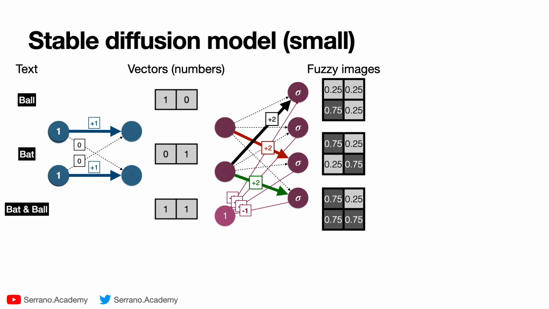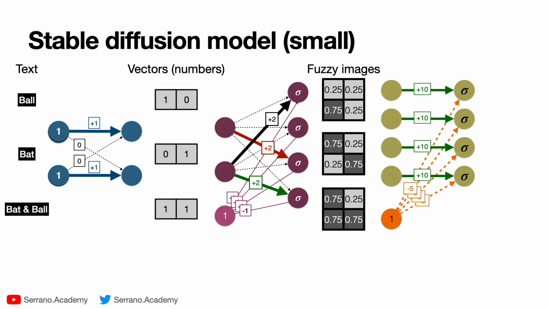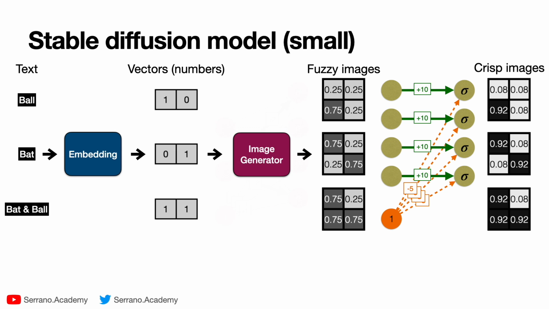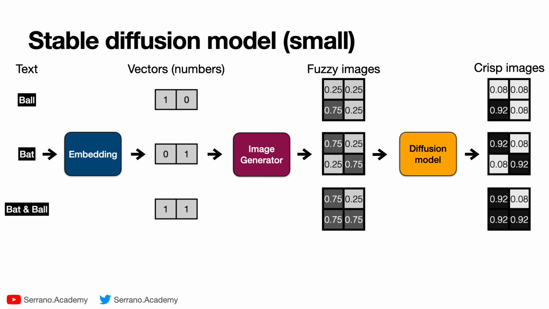But we then built a diffusion neural network that cleaned up these images and left us with some pretty nice images of a ball and a bat and a ball and a bat. These 3 are called the embedding neural network, the image generator, and the diffusion model.